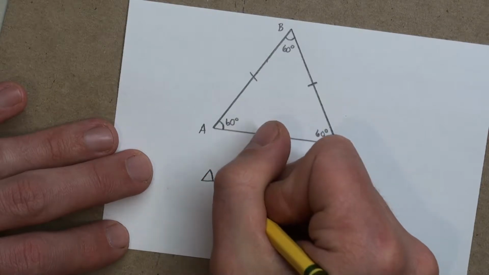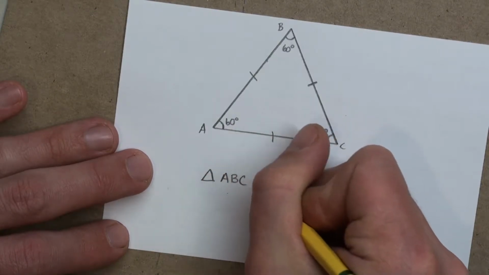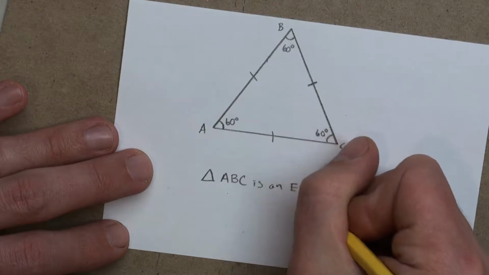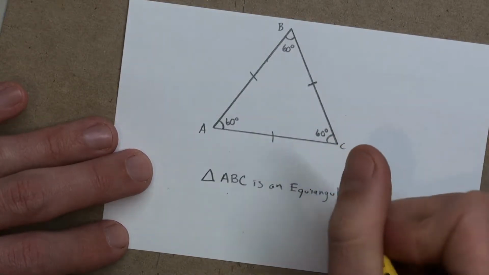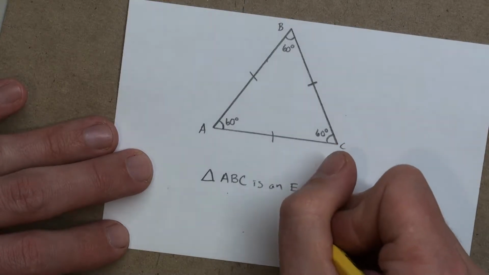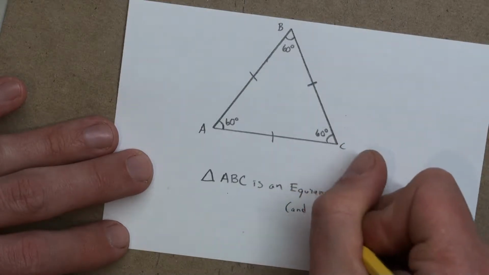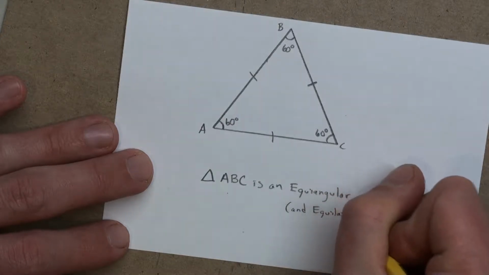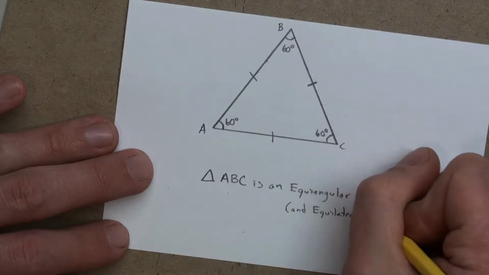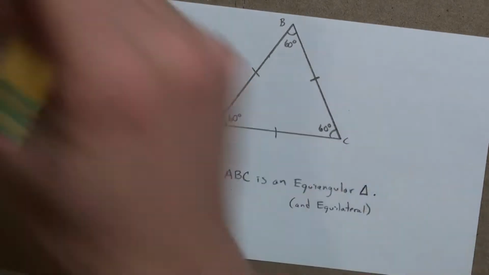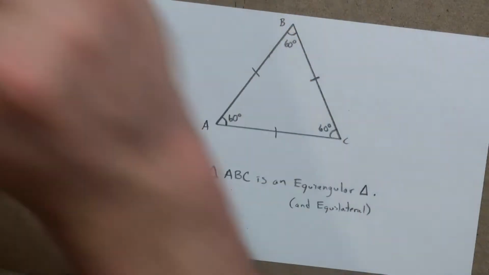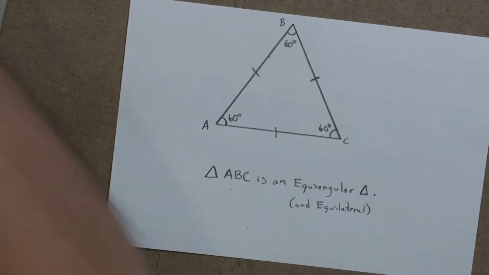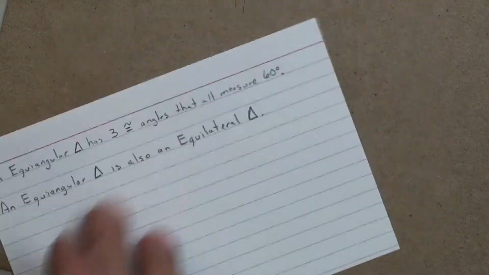So triangle ABC is an equiangular, and underneath it let's put and equilateral triangle. Yeah, that's fine. So that is card 75.